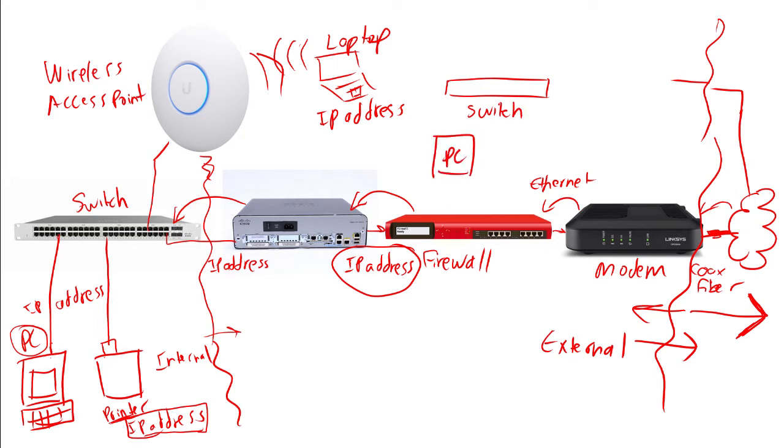So say your address is 192.168.0.5 and your router's address is 192.168.0.1 and your printer is 192.168.0.4. Let's say that's the case. And your neighbor has a printer. Your neighbor's addresses are the same.